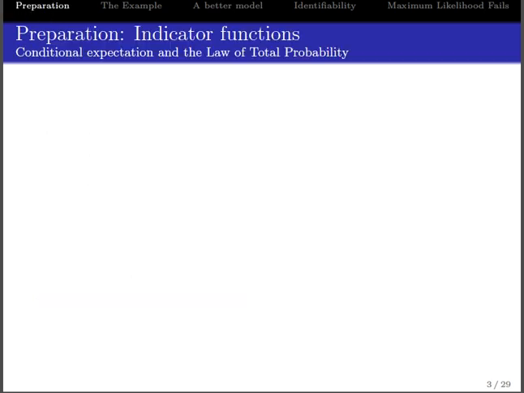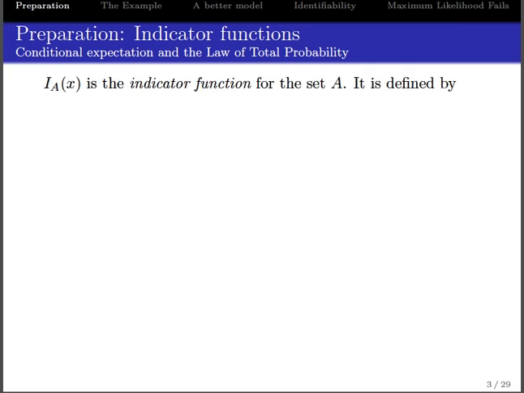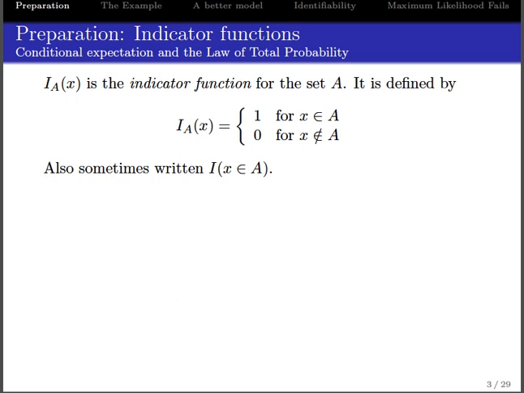So as preparation, I want to talk about indicator functions and use conditional expected value to develop the law of total probability. So the indicator function for a set A is denoted like this. The indicator of A, a function of x, is equal to 1 if x is in A and 0 if x is not in A. So it's a yes or no binary for whether x is in the set A or not. And x is often a real number, but it could be a vector. And this is sometimes written as the indicator for x being in A, for short.